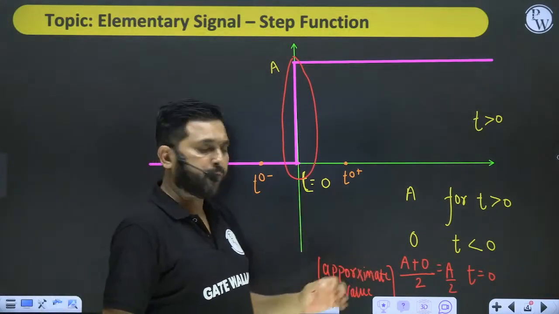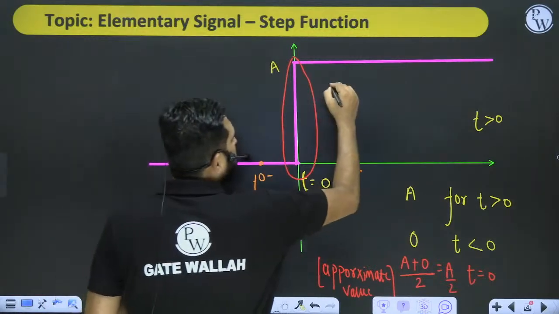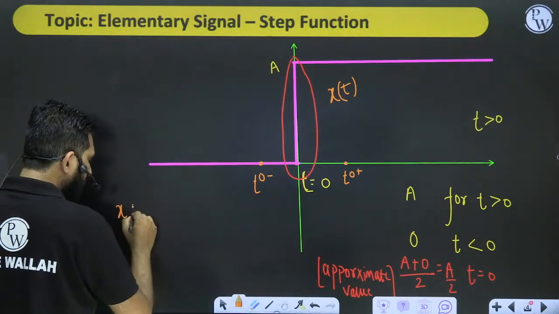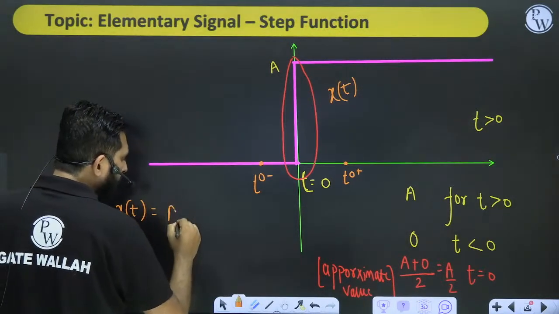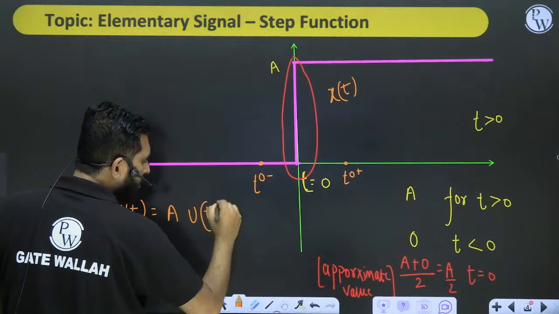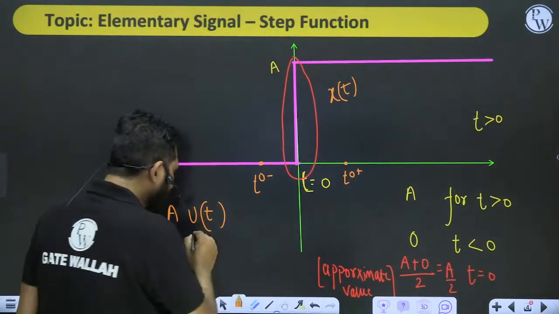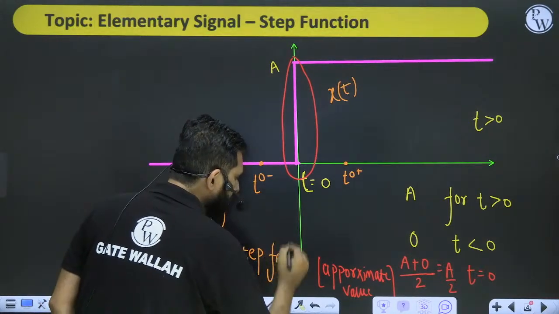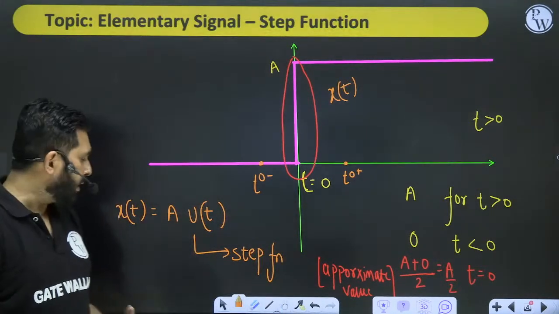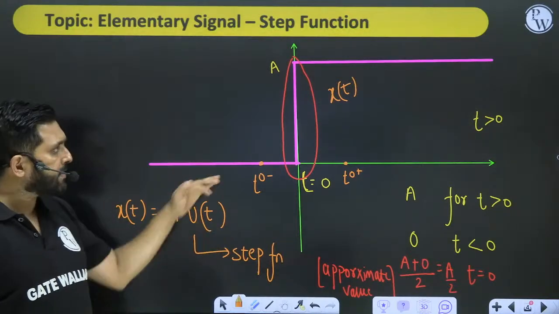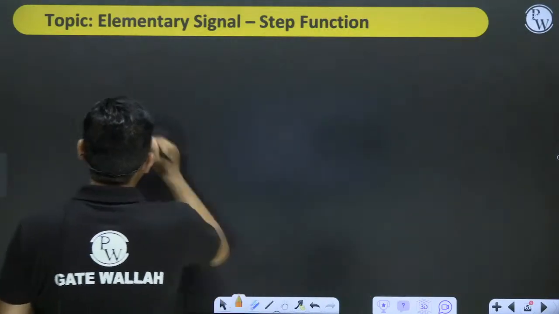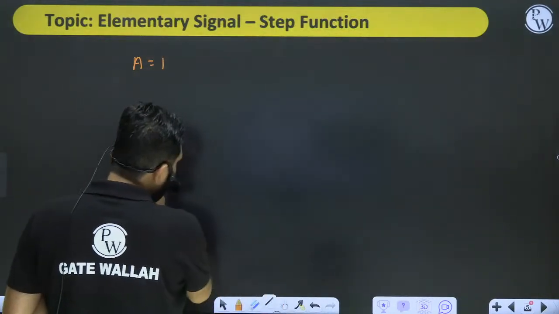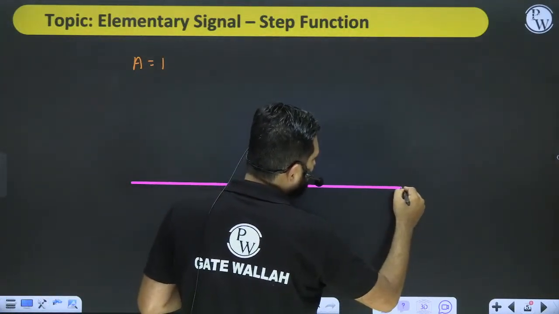And how will we denote it? We denote the function x of t by a u(t), where a is the jump and u(t) is a step function. u(t) denotes the step. So it is the function which is denoted by a u(t). If we consider a to be equal to 1, then we have a function which is this one.